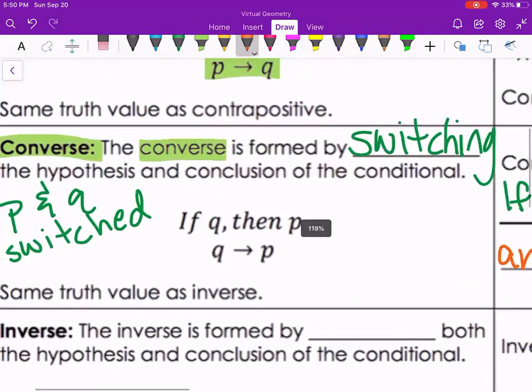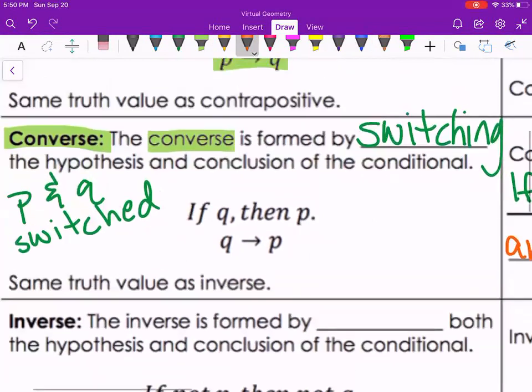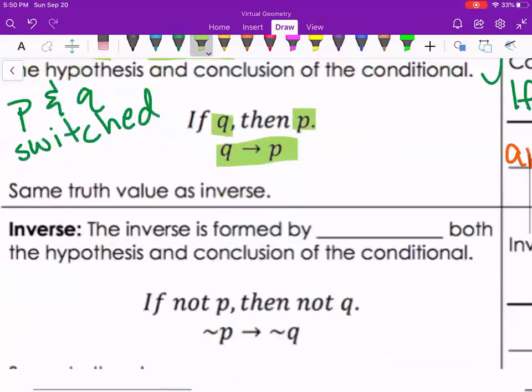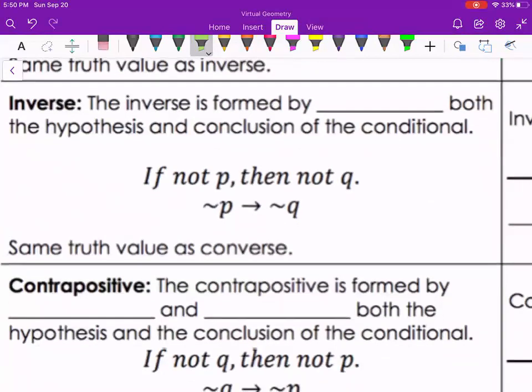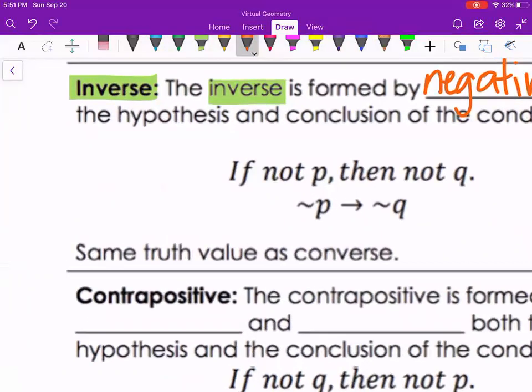Now, another form that we can write of that same conditional we'll get to in just a second. And again, notice even the symbol and the two letters have switched orders. So going from there, the next one that we have is called an inverse. An inverse is formed by negating both the hypothesis and the conclusion, which means take the opposite of. That's what negate means. Take the opposite.